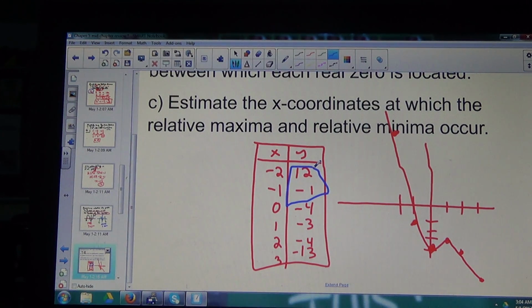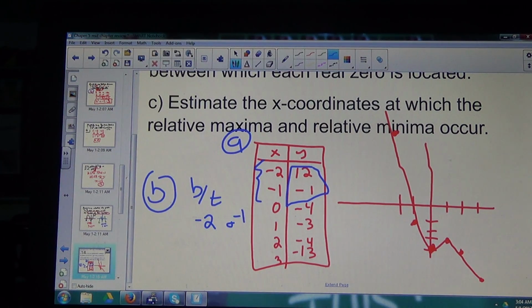So therefore, on this problem, where is the zero of the function going to be in between? So for part B, this will be part A. Part B, where are the zeros of the function? They're between negative 2 and negative 1.